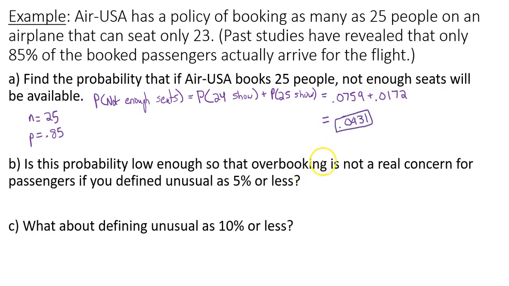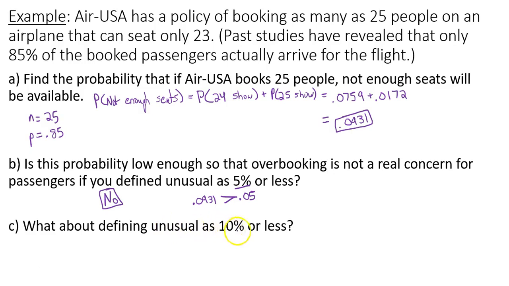Is this probability low enough so that overbooking is not a real concern for passengers if you define unusual as 5% or less? So this is 0.05. So let's compare 0.0931 to 0.05. It is greater than 0.05. So it is not unusual. So the answer here would be no. It's not low enough to be a concern.